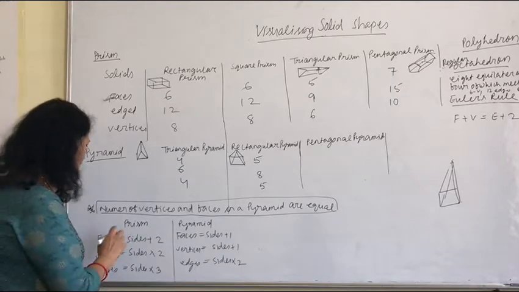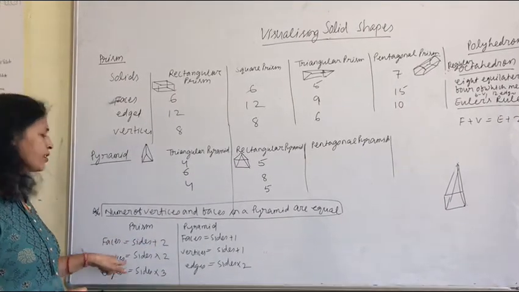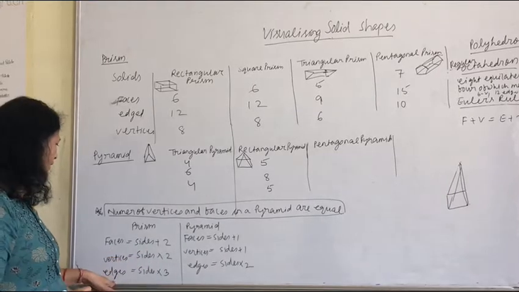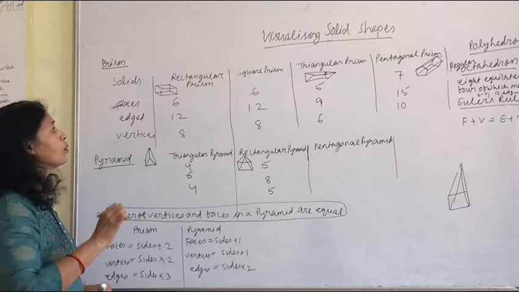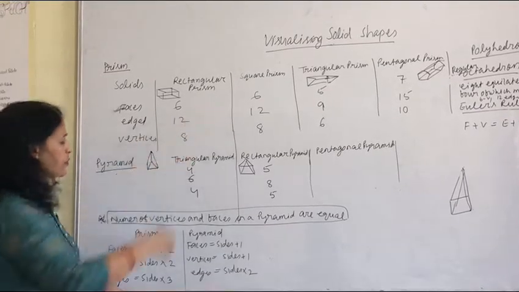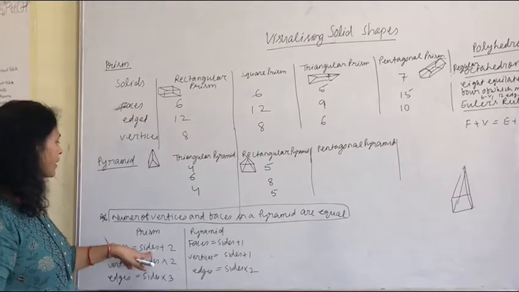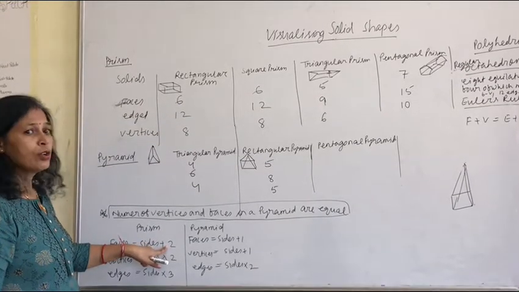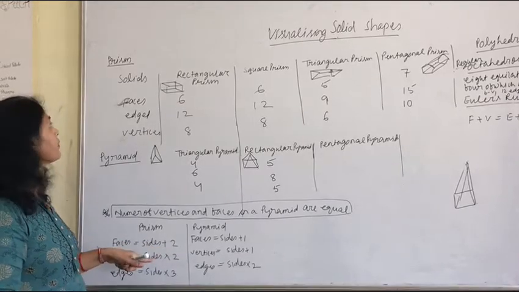Then this is a formula. For a pyramid, faces is sides plus 1, vertices is sides plus 1, and edges is sides into 2. For a prism, faces is sides plus 2, vertices is sides into 2, and edges is sides into 3. Just prove it in a triangular prism, and in a rectangular prism.